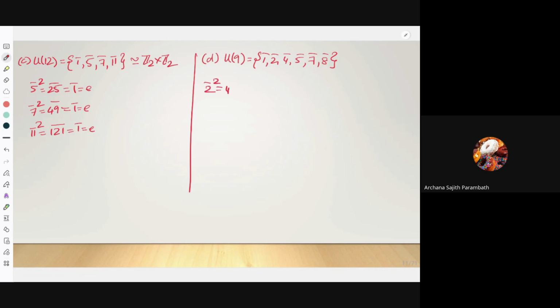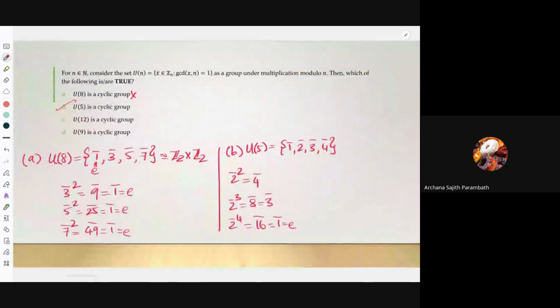So 2 bar square is 4 bar, 2 bar cube is 8 bar, 2 bar power 4 is 16, which is 7 bar, 2 bar power 5 is 5 bar, I guess, because 2 bar 5 is 32, so 32 minus 5 is 27, and 2 bar power 6 is 64, which is 1 bar, because 64 minus 1 is 63, which is 7 times 9. So 2 indeed has order 6. So we get that U of 9 is cyclic and U of 12 is not cyclic. So the correct options are B and D.